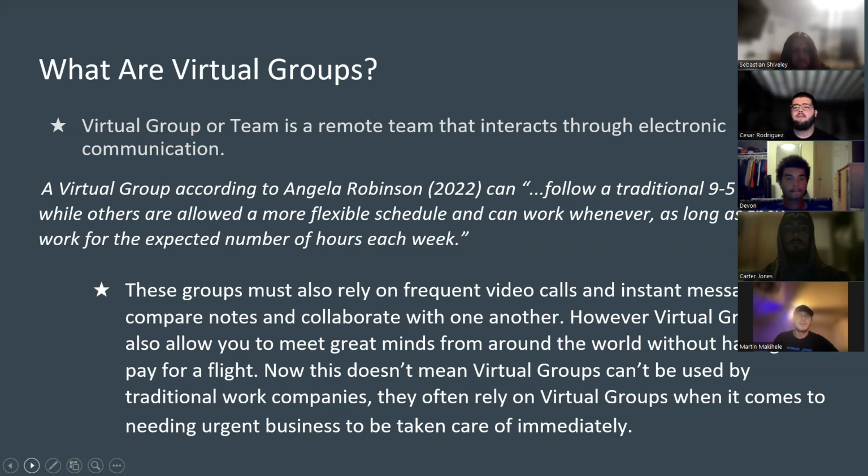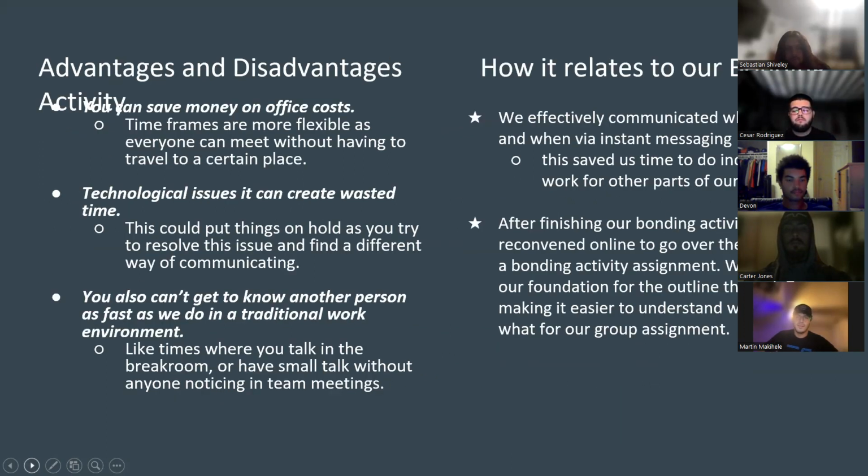Now, on my next slide, I'm going to be going over the advantages and disadvantages of meeting online. The advantages of meeting online are that you can save money on office costs, time frames are more flexible as everyone can meet without having to travel to certain places, and also the added time from not commuting or traveling can be put into more productive things, making for a beneficial work environment.